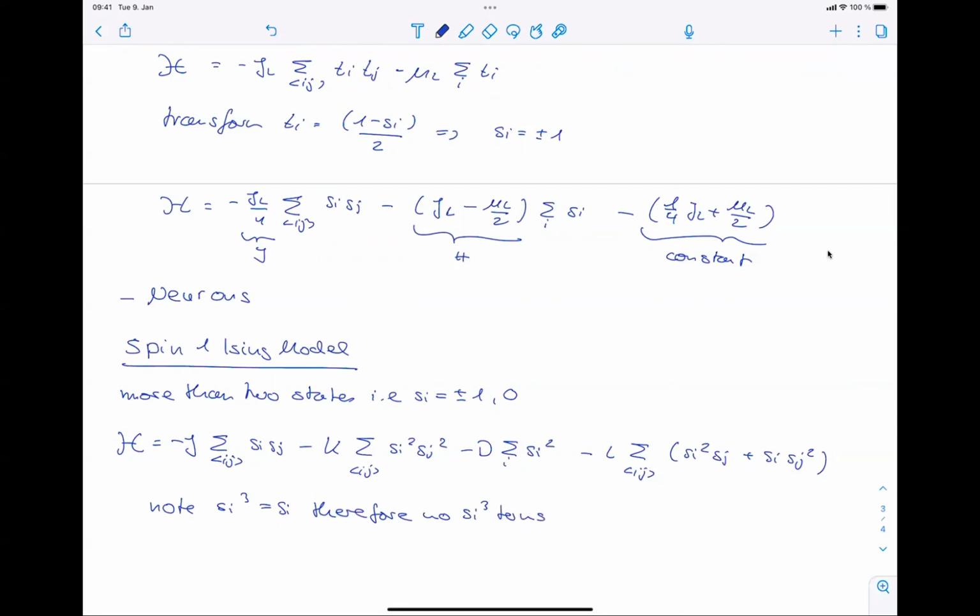And so obviously here we already have a much larger parameter space, because we don't only have H and J, but J, K, D, and L. And so we also have a much richer phase diagram that we can describe.